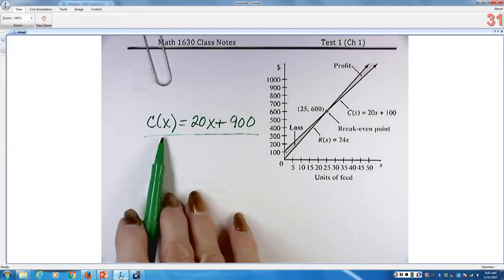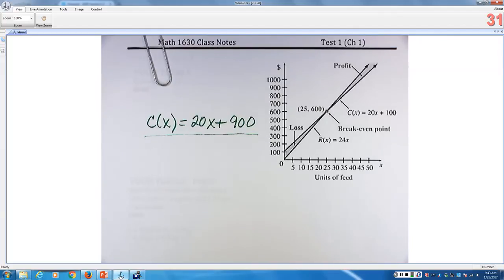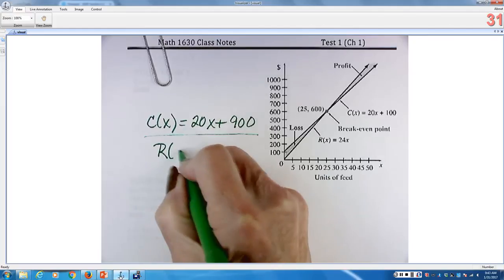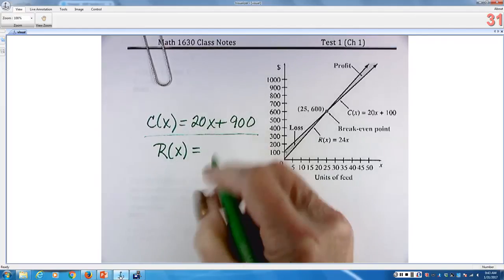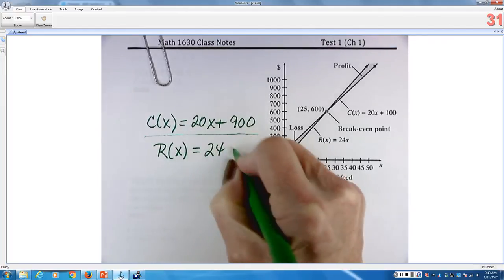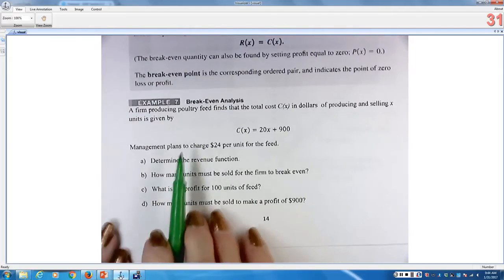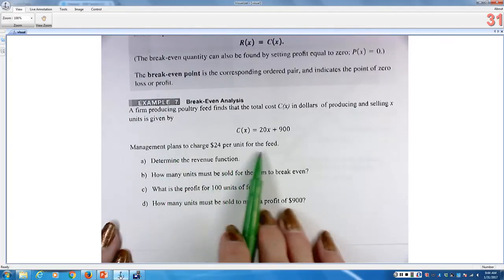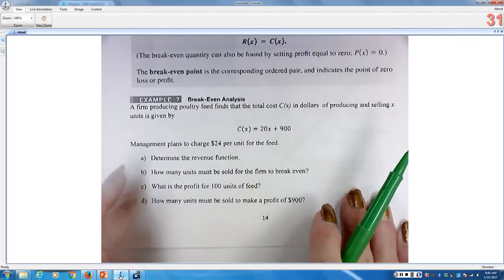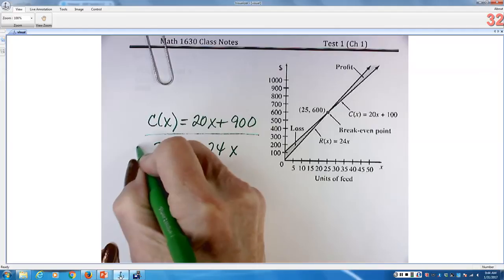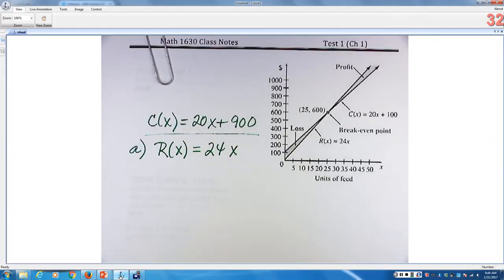Okay, so here's my cost function. What would my revenue function look like? R of x equals 24x, because the problem says they plan to charge $24 per unit of feed. So it says determine the revenue function. There's your revenue function. There's part A.